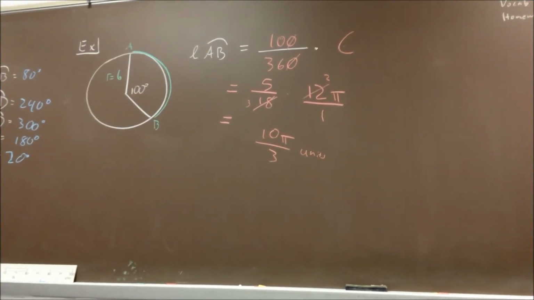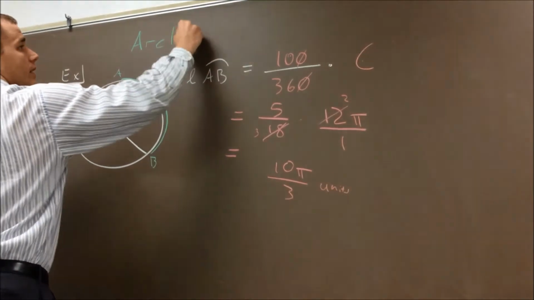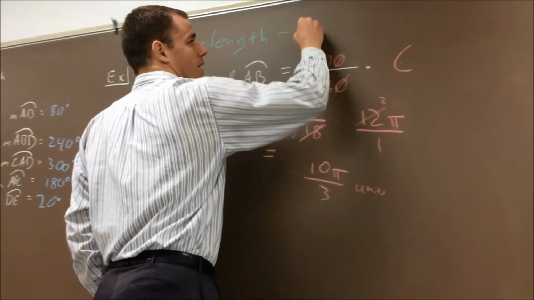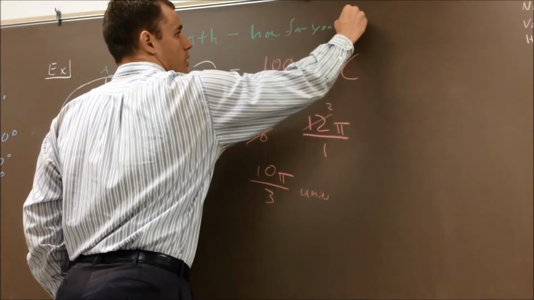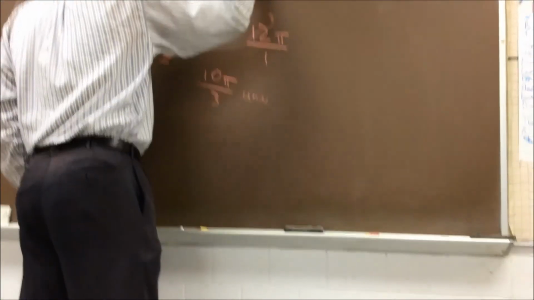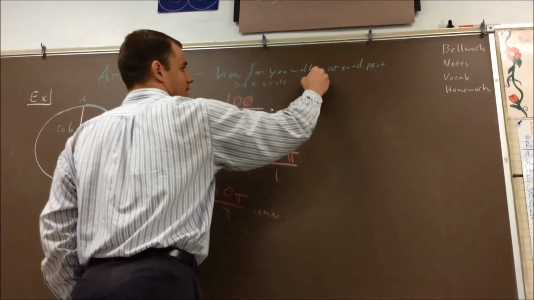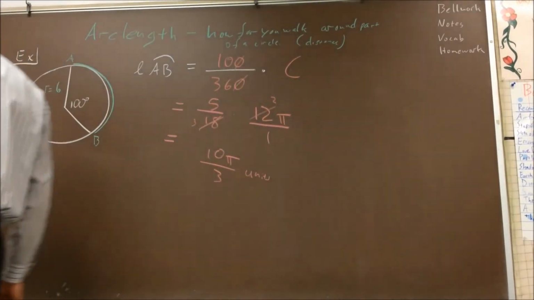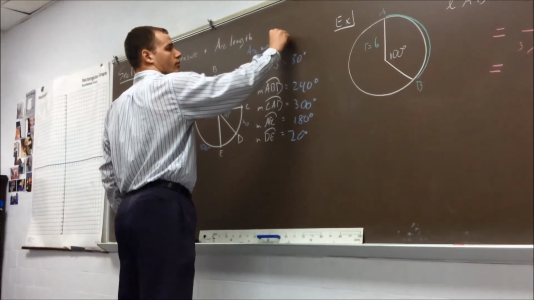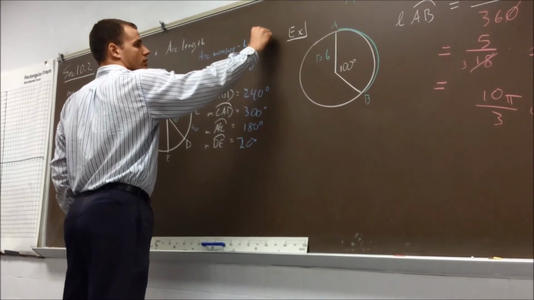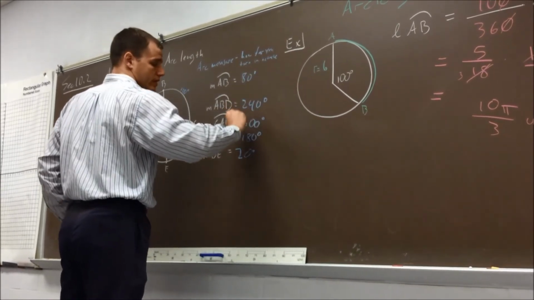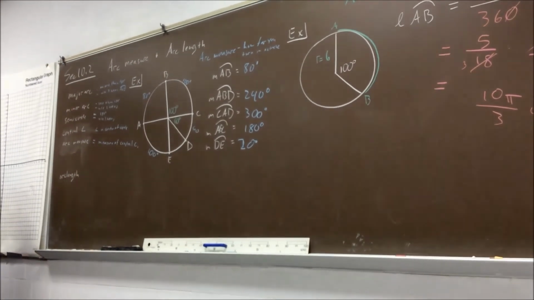That's arc length. Okay, ready? So, arc length is how far you walk around part of a circle. It's a distance. Arc measure is how far you turn around a circle. Turn in a circle. So that's the difference between the two. Any questions over those?